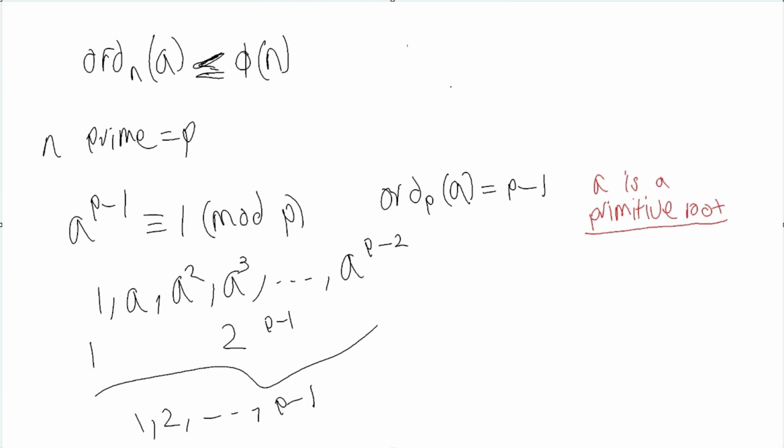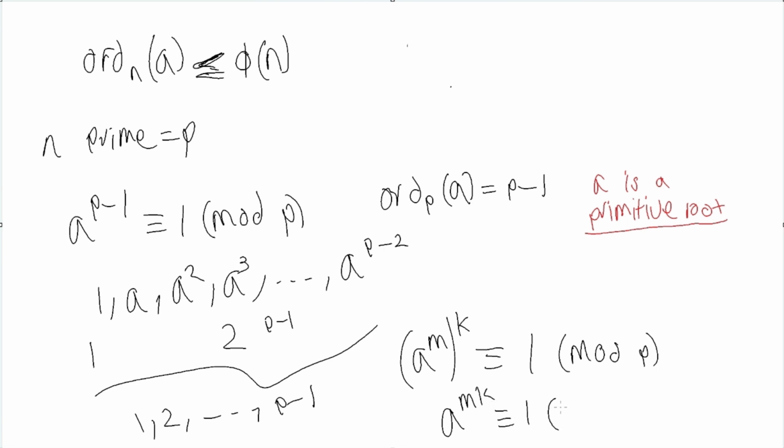And we can also find the order of an element a to the m. And if we want a to the m to the power of k, where that's the order, is equivalent to 1 mod p, this is a to the mk is equivalent to 1 mod p. And this requires that because a is a primitive root, the only way we can get back to where we started is if the order divides it. So mk is equivalent to 0 mod p minus 1.